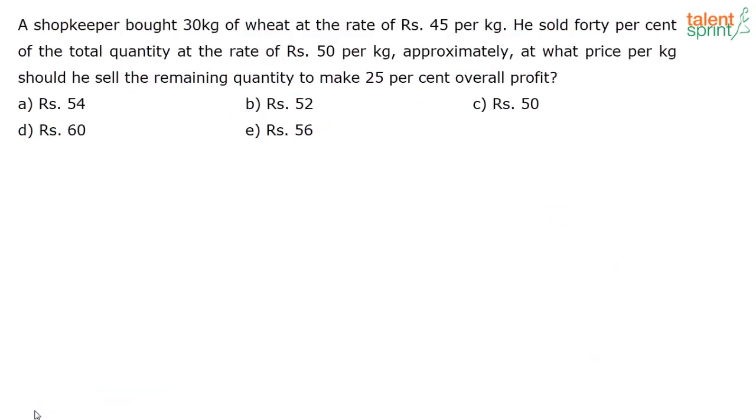So the next question is there on the screen. A shopkeeper bought 30 kg of wheat at the rate of rupees 45 per kg. He sold 40% of the total quantity at the rate of 50 per kg. At approximately what price per kg should he sell the remaining quantity to make 25% overall profit? So try to solve this and give me the answer for this one.